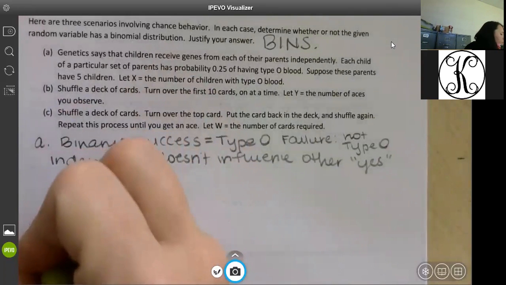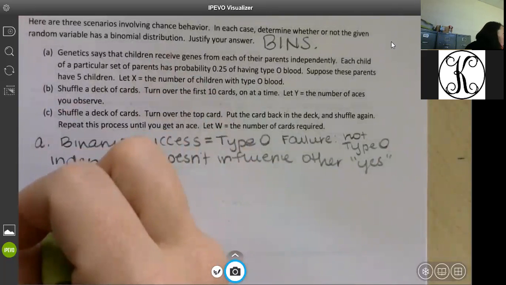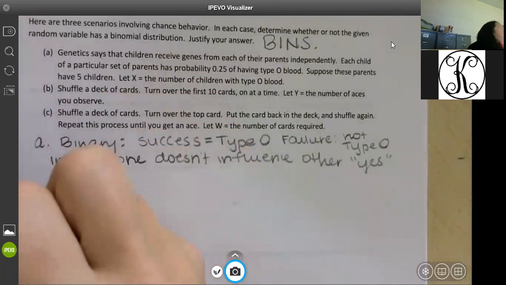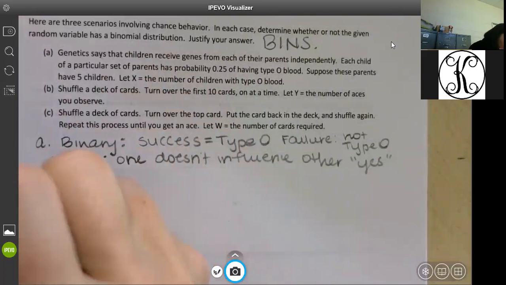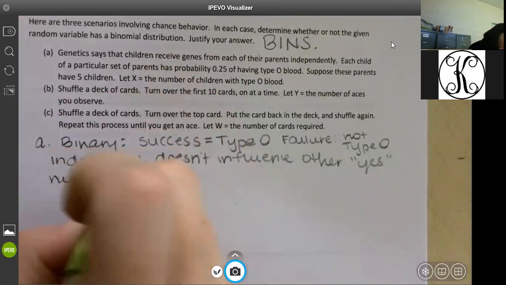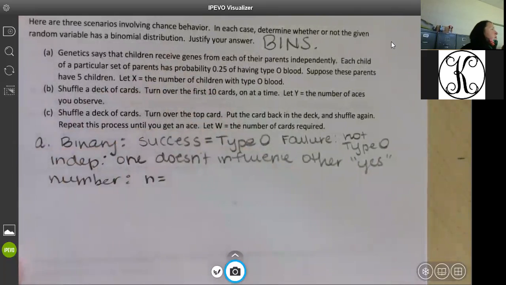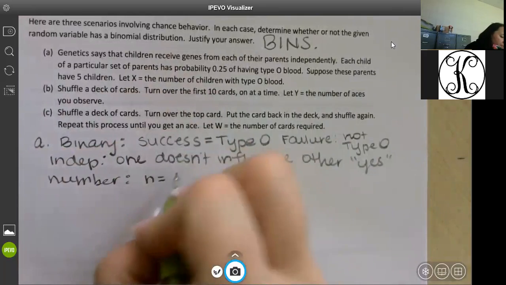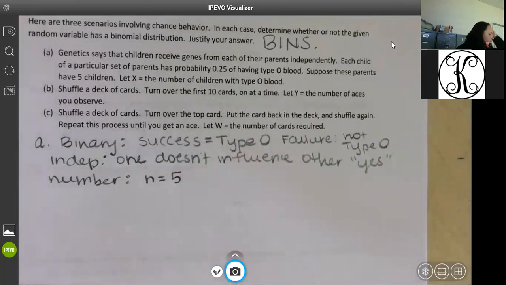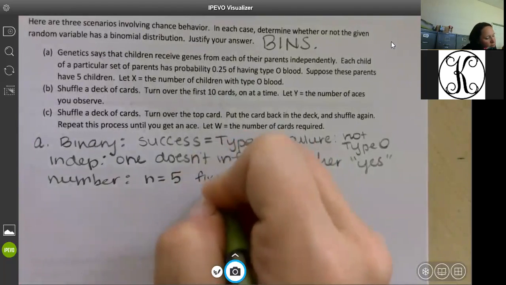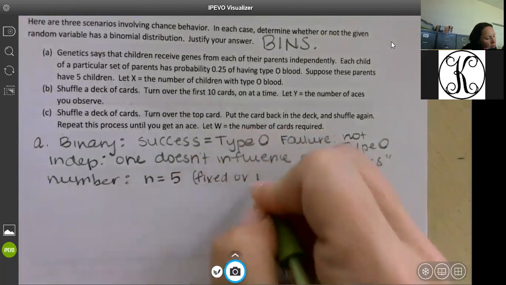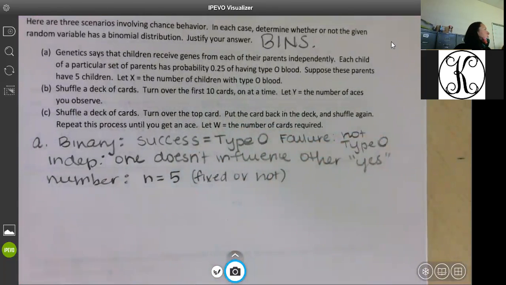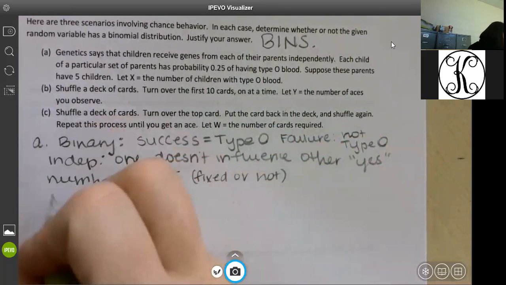What was your N? Number. And remember, that's your number of trials. Is there a fixed number, yes or no, on this one? Yes. How many children are they having? 5. And again, is it fixed or not? So I'm going to put that in parentheses, fixed or not. If it is not fixed, it fails binomial. Everybody got that?